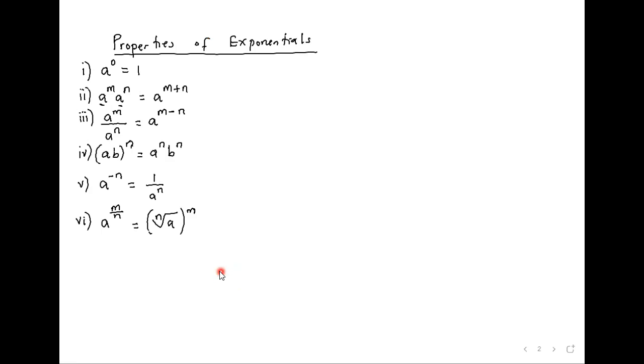Oh, but we also have logarithms. Or maybe let me put this on the other page and then I'll come back and do the properties on the other page here. So let's talk of logarithms.